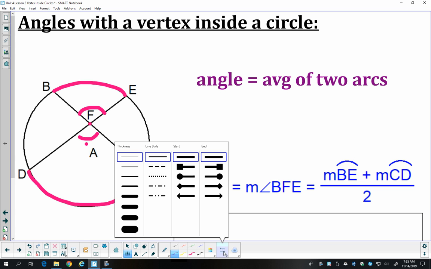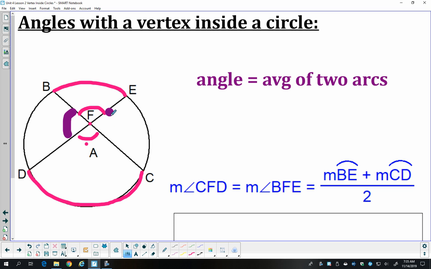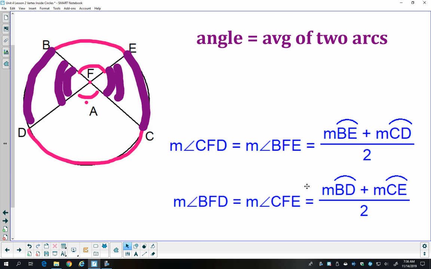Similarly, those two angles, I'll put two arcs, sorry, it's kind of chunky. Those two angles are equal, they're vertical angles. They have a relationship between arc CE and arc BD. Same relationship. It's equal to the average of those two arcs, BD and CE. So let's look at that in practice.